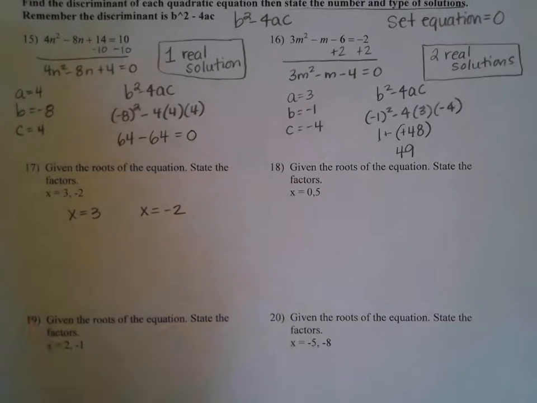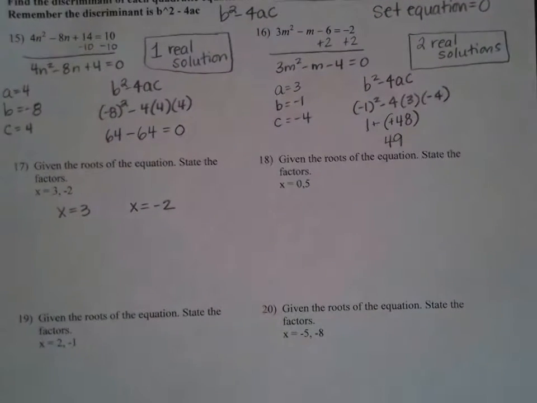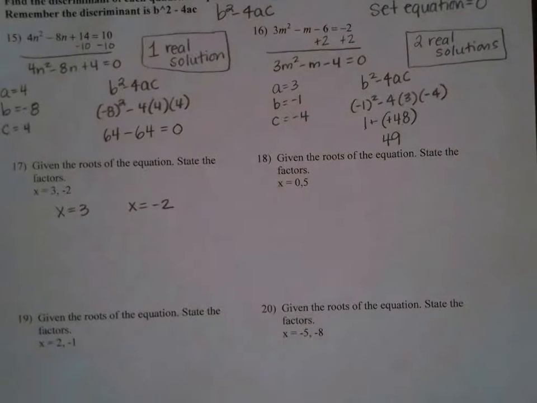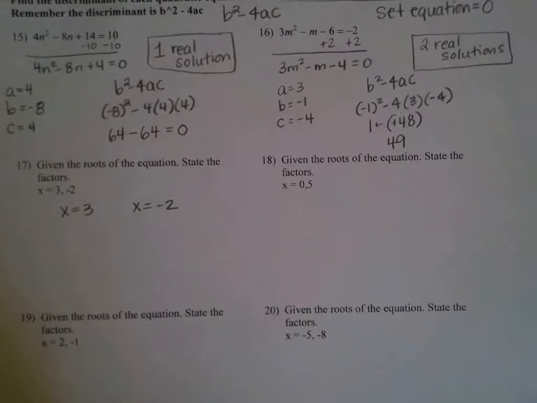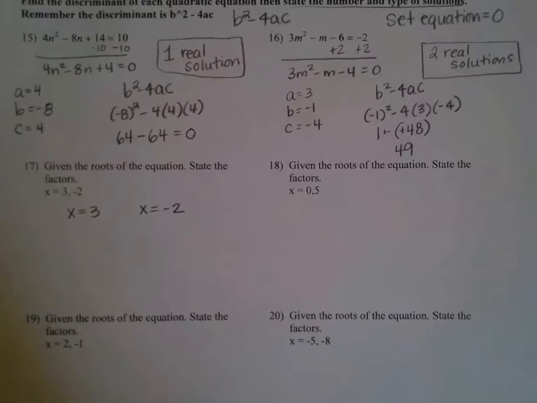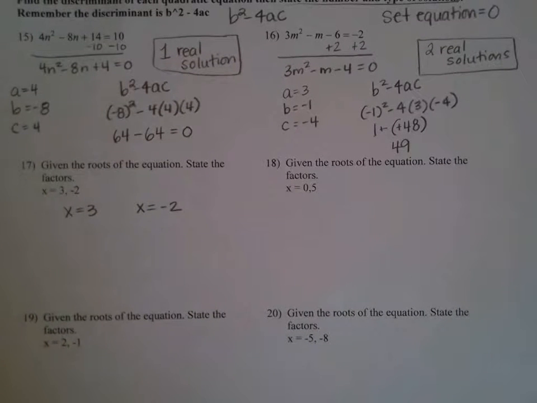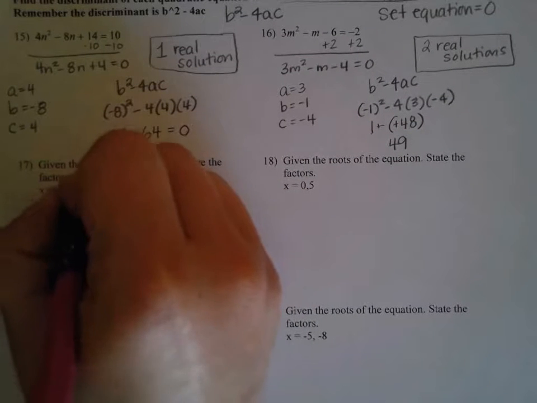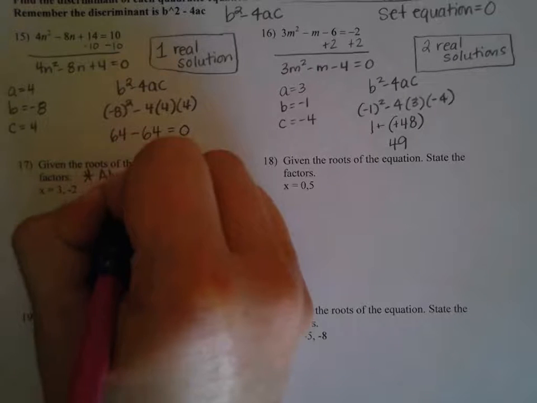So if you were to look at page 2, numbers 5 through 8, you were finding the zeros. Now in 17 through 20, I'm giving you the zeros. I'm giving you the roots, and you have to tell me what the factors would be. So the factors are always the opposite sign.